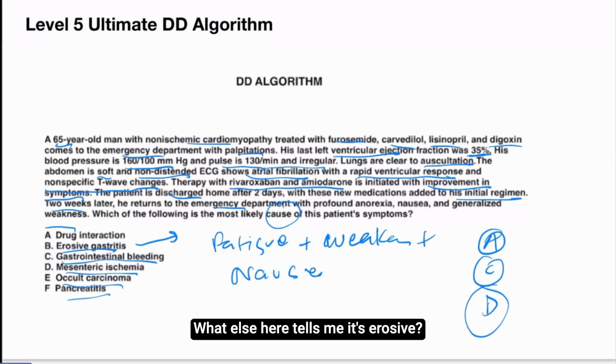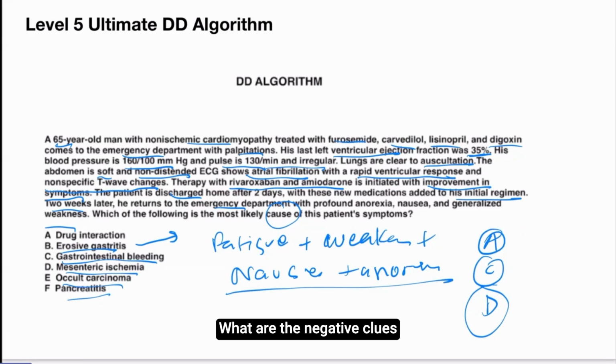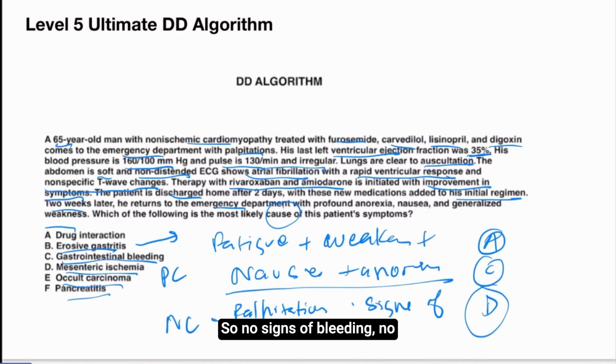What else here tells me it's erosive gastritis? Let's look through everything. Anorexia, they don't want to eat anything. Okay, those are the positive clues. What are the negative clues here that are telling me it's not erosive gastritis? The answer is not that. Let's look at his condition. If it were erosive, what else would you see? Would there be palpitations? Would there be any signs of bleeding? So no signs of bleeding, no palpitations. Is there any specific kind of pain? Are they complaining of any abdominal pain? I'm seeing none of that. So because I'm seeing none of that, I'm going to rule this out for now.